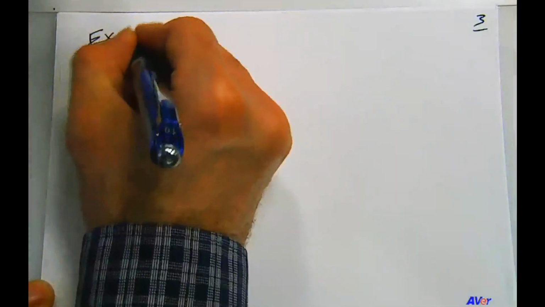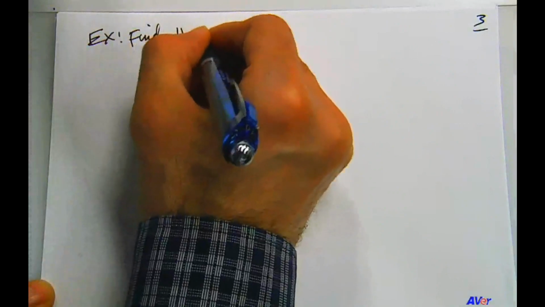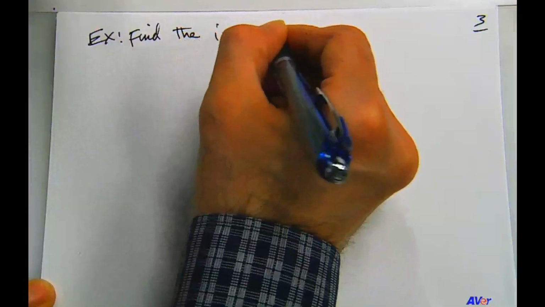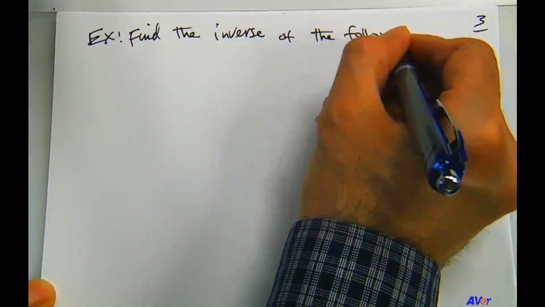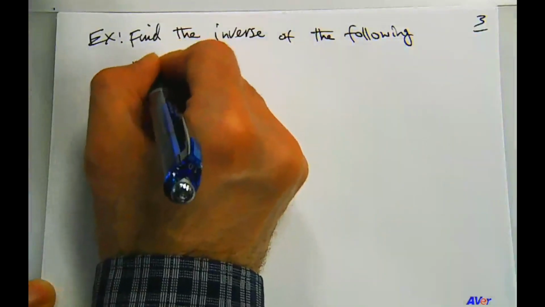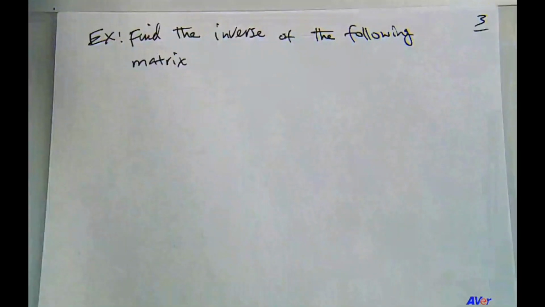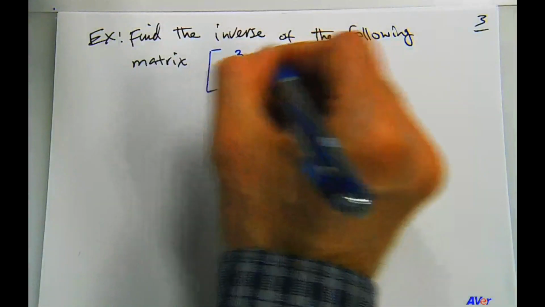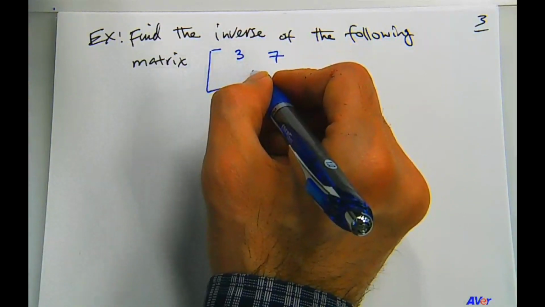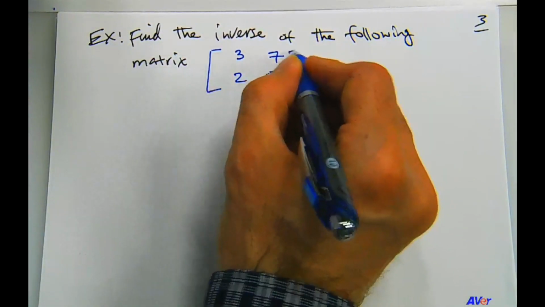So let's begin with an example. Suppose we want to find the inverse of the following matrix. Let's start easy with just a 2x2 matrix, a small one.